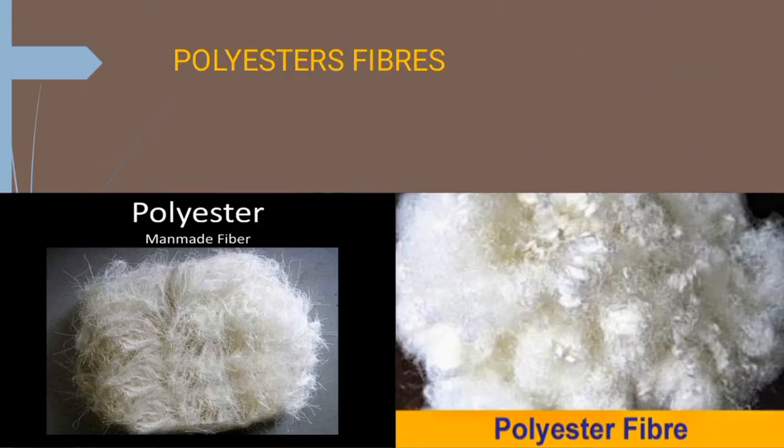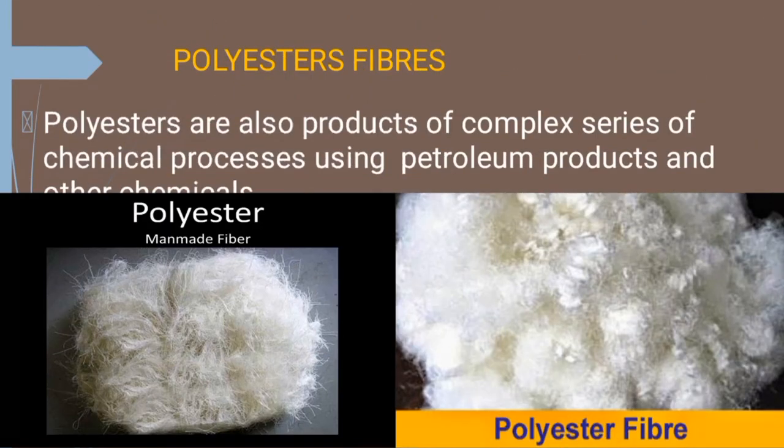That will bring us to polyester fibers. Polyester fibers are also products of a complex series of chemical processes using petroleum products and other chemicals. So it's petroleum products and other chemicals that they use in producing polyester fibers, and that's where the name polyester is coming from. So we said in polyester fibers we make use of petroleum products and other chemicals.